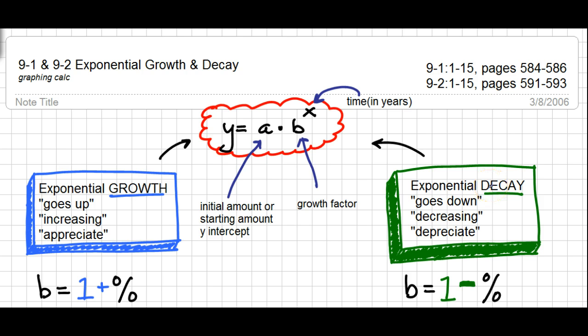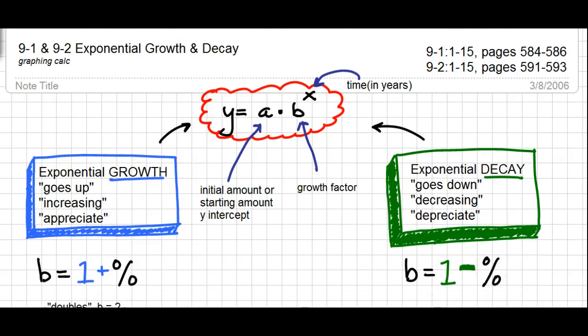Most of the time when you're working with either growth or decay, the amount of growth or decay will be indicated by a percentage. So when you take that percentage, usually you're going to change it to a decimal. If it's a growth situation, you'll add 1 to that decimal. If it's a decay situation, you'll do 1 minus that percent. And we'll practice some of those here in just a moment.